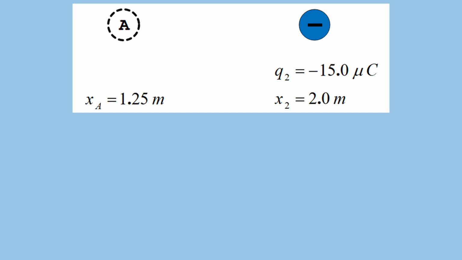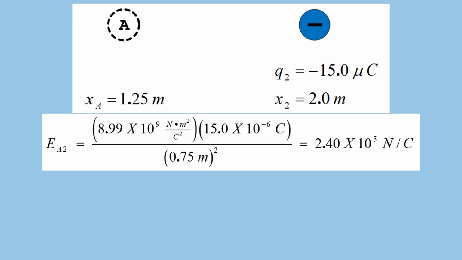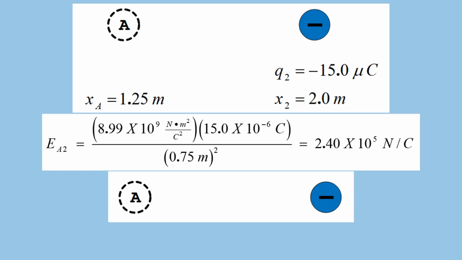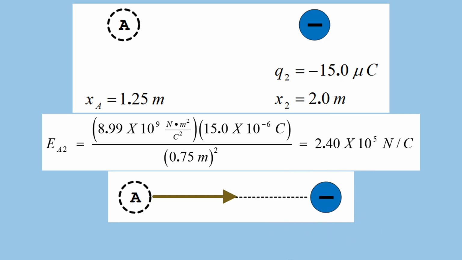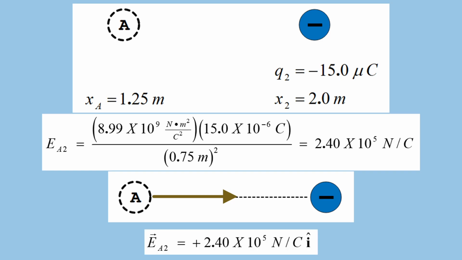Step 4, repeating steps 2 and 3 for the electric field at point A due to charge Q2, gives the following. The magnitude of the electric field at point A due to charge Q2 is shown. The direction of the electric field at point A due to charge Q2 can be determined from the following diagram. Now, I draw a line connecting the two items of interest. Looking at the negative charge, I know the electric field line should point towards the negative charge. Therefore, I draw the following arrow. This arrow is in the direction of positive i hat, and so, the electric field at point A due to charge Q2 is positive 2.40 times 10 to the fifth power Newton per Coulomb, i hat.